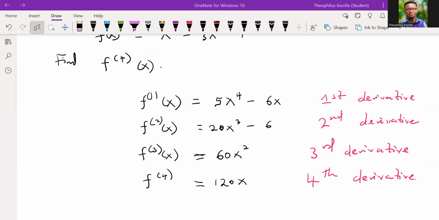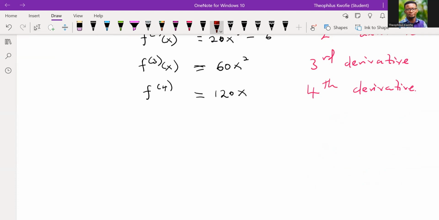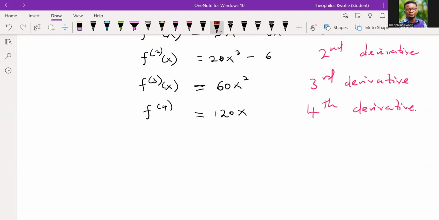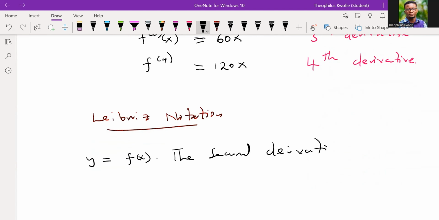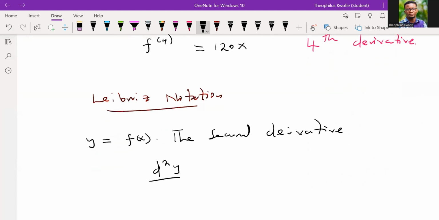Now, there's a mathematician by the name Leibniz. Leibniz came with a notation, okay? In our previous video, we talked about the Leibniz notation. We said that Leibniz came out with the notation for the second derivative of a function. So for instance, if I give you y equal to f of x, then we claim that the second derivative will just be something like this. I will explain it as we move on.